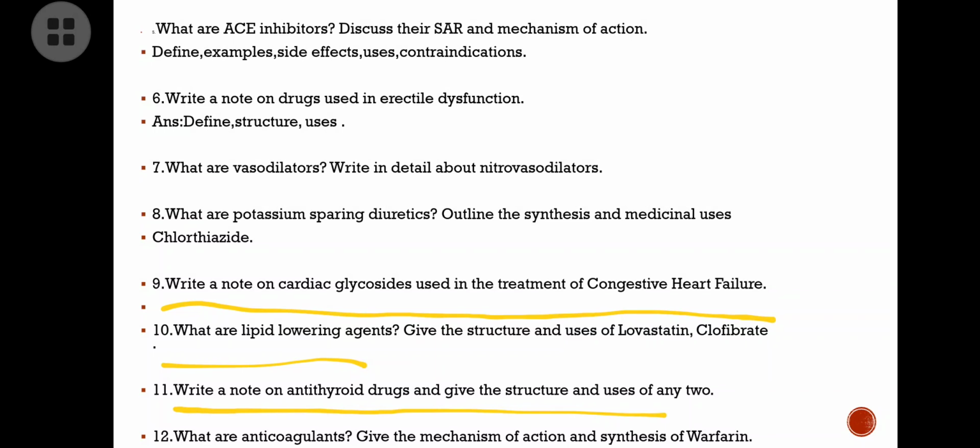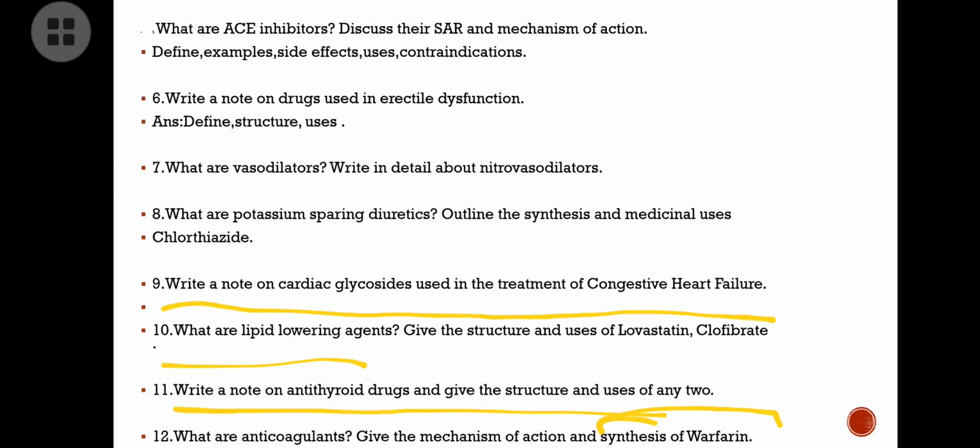Anticoagulants, mechanism of action, synthesis, they ask. Definitely they will ask the warfarin synthesis. Either they ask or not, but some questions are fixed. You have to write all that. Synthesis of the warfarin is fixed. You remember that one. You have to write it whether they ask or not. Mostly they will ask. If not, you write that one.